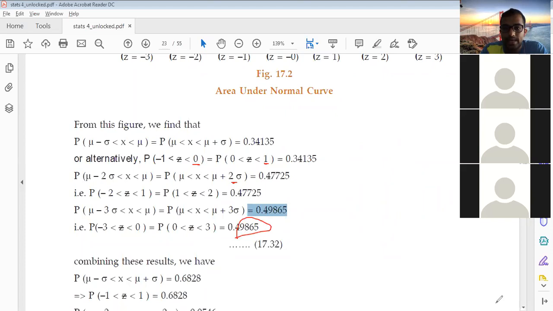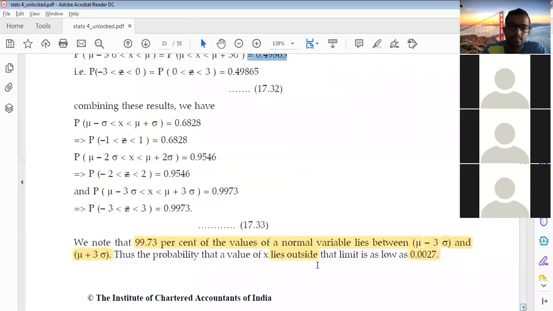And also the entire area is easy to remember, students. You just need to add these numbers. This is 68.28. Same way, one more is 95.45, 95.46 they have got, and one more is 99.73. These numbers you need to remember.